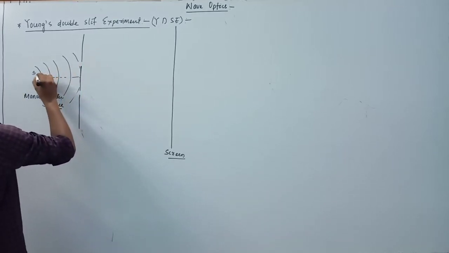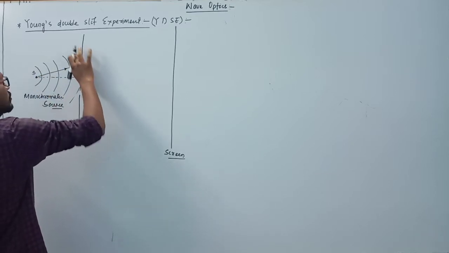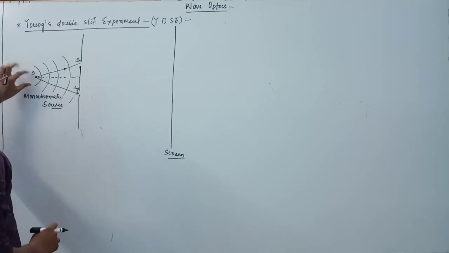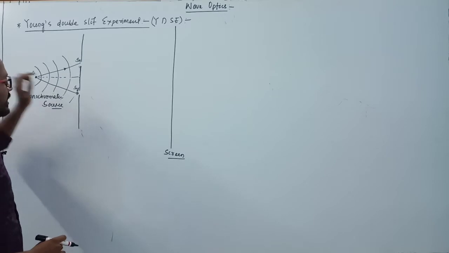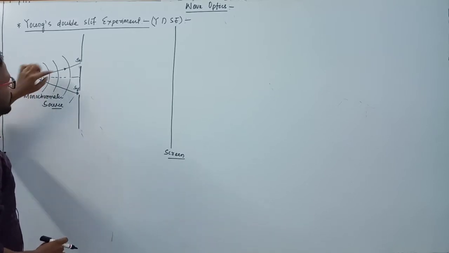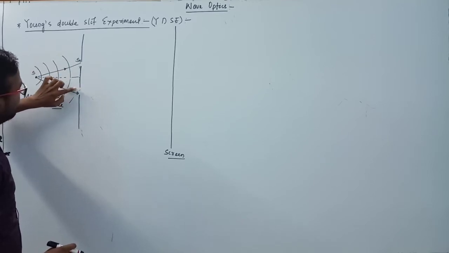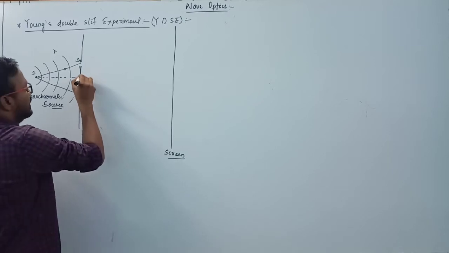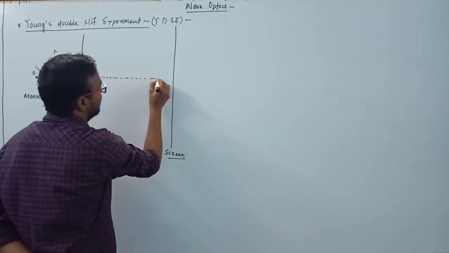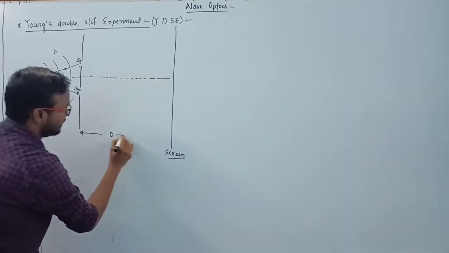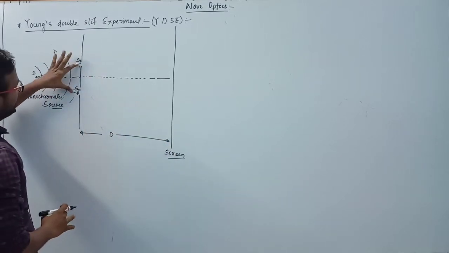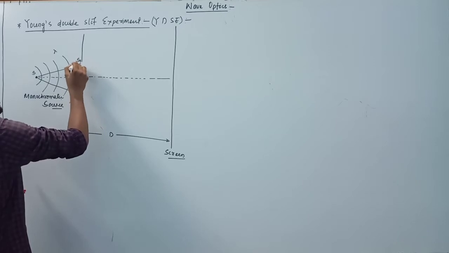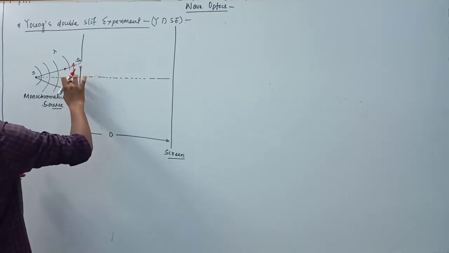Here suppose one ray is traveling in this direction, and suppose this source is S1 and another source here is S2. These sources are equidistant from the original monochromatic source, and the wavelength or frequency of the light depends on the initial source. So S1 and S2 possess a single wavelength of light, suppose lambda, and this screen is placed at a distance of capital D. Suppose this distance S1 to S2 is known as the width of the slit, small d. Clear? This is the width of the slit.